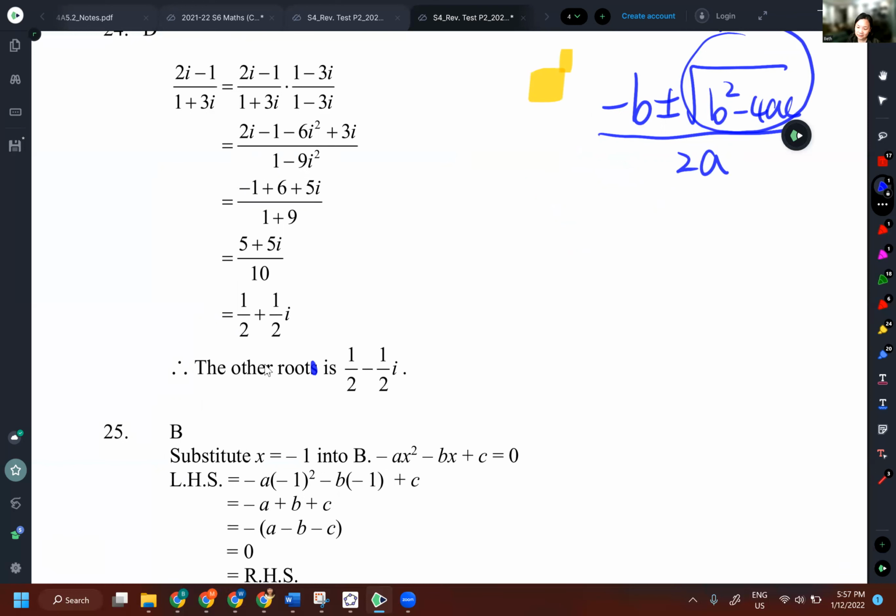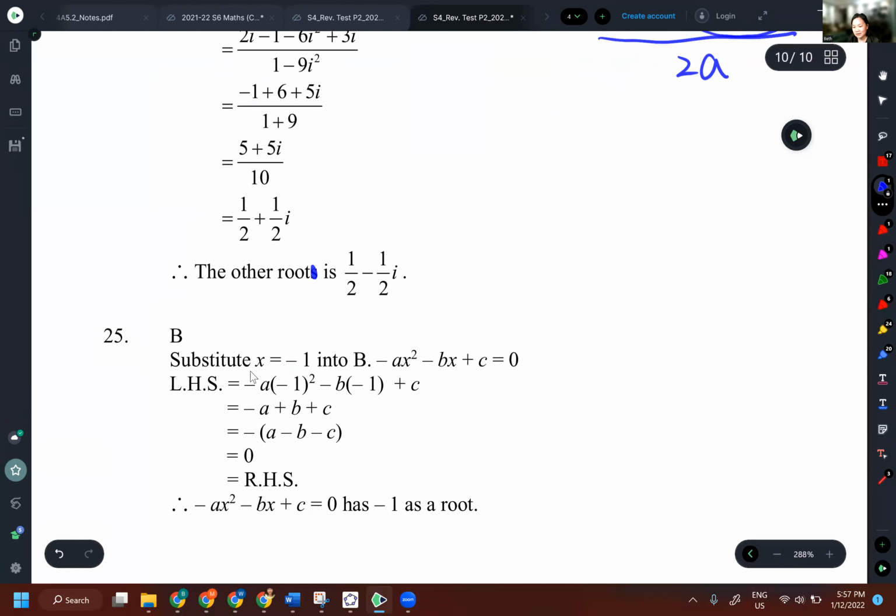Last question. I think this one is simple, isn't it? You just put in -1 inside all the choices and only b will be equal. It only satisfies b. That's all.